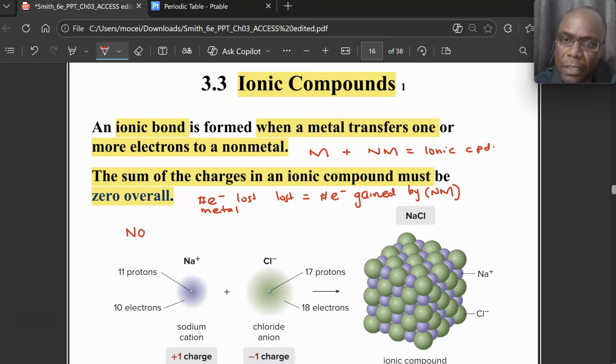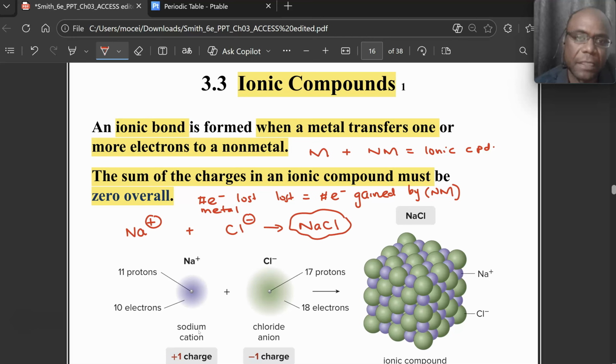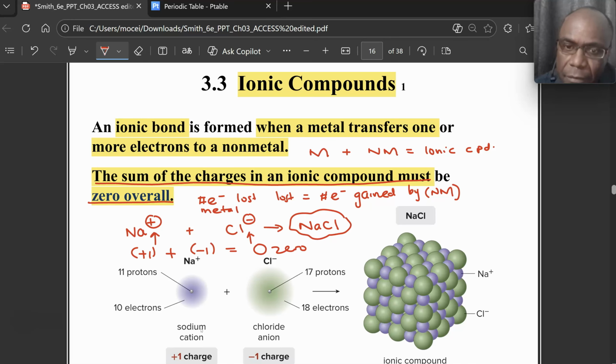Now, if you look at Na+ combining with Cl-, because opposite charges attract, making the ionic bond, to give you sodium chloride, you notice we don't show the charges in that formula. Why? If you say +1 and add -1, you get 0. So the sum of the charges in an ionic compound must always be 0, and that's how you know you've written the formula correctly.